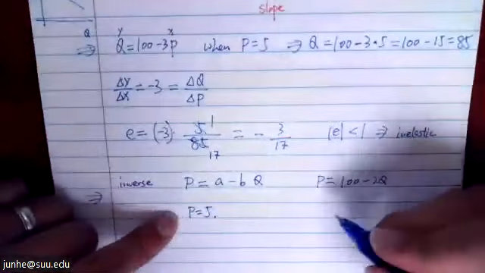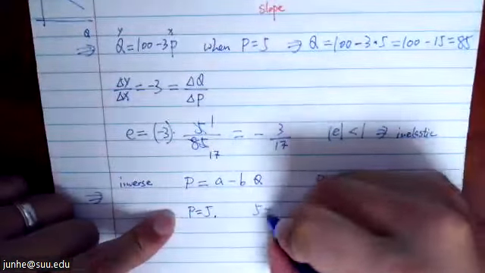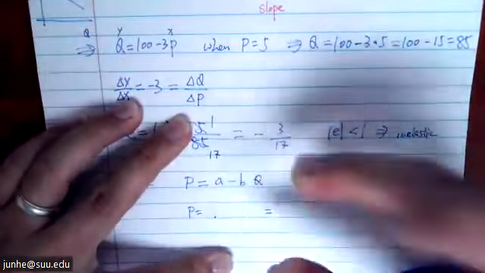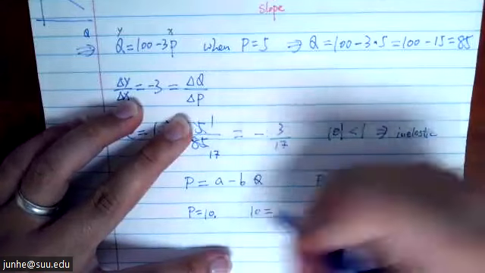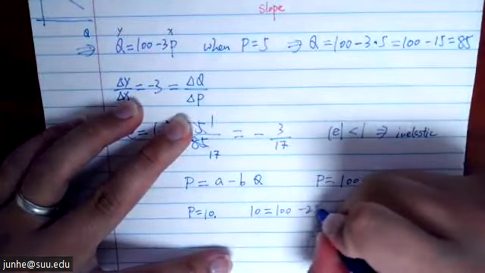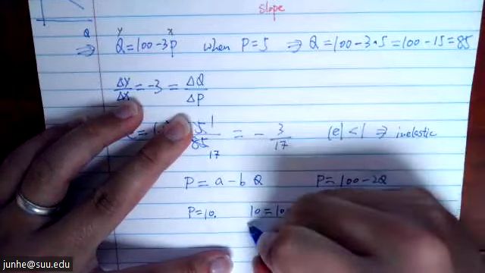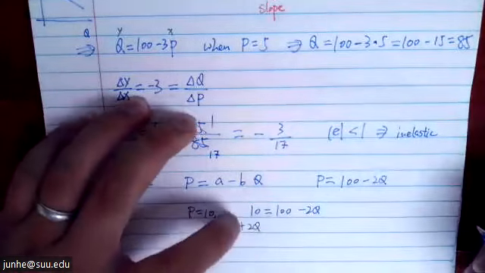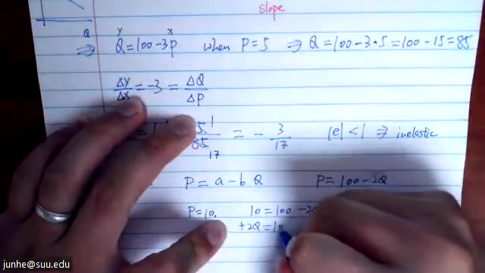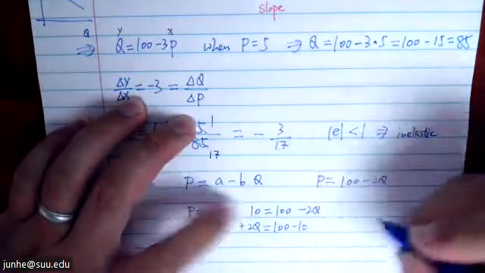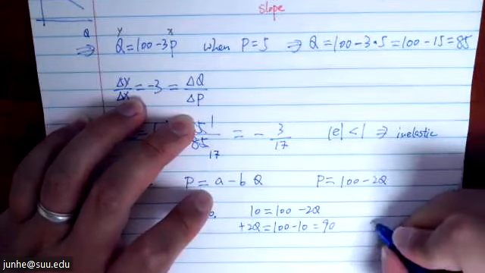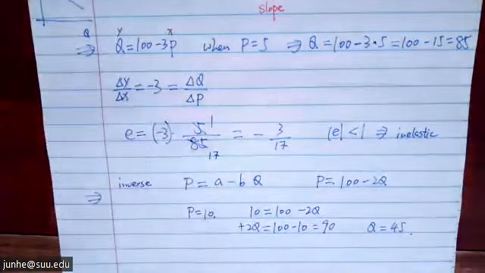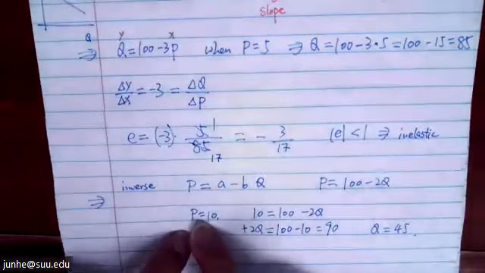So you just need to solve this function. Let's do P equals 10, making the calculation easier. 10 equals 100 minus 2Q. So 2Q, moving to the left-hand side and changing to positive, equals 100 minus 10, which is 90. So Q equals 45. Okay, so here we have the P, we have the Q.